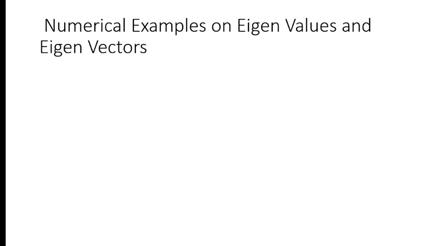Welcome students. So now we are going to discuss a numerical example on eigenvalue and eigenvector: how to calculate the eigenvector. What I told in the previous video is that if A, the system matrix, is given, first we have to calculate lambda, that means the eigenvalues, and then we have to proceed to the eigenvectors. I will show you the methods.